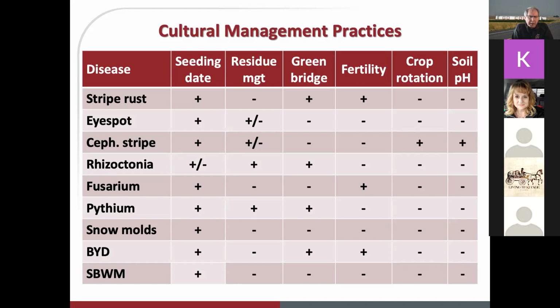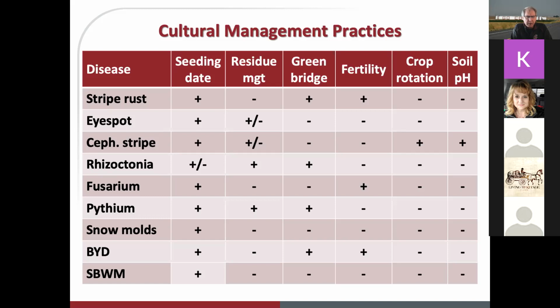Green bridge management, which essentially means volunteer management, similarly is important for some diseases, things like stripe rust, Rhizoctonia, pythium, and barley yellow dwarf, but not so much for other diseases. Fertility, although it's very important for the crop, from a disease control point of view, there's really only a few diseases that we think about as it being a real management consideration.